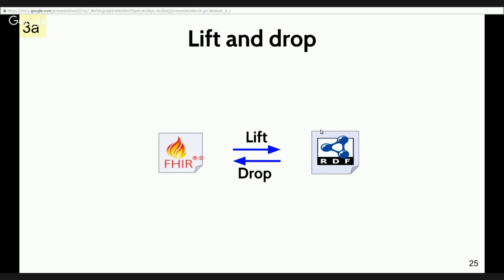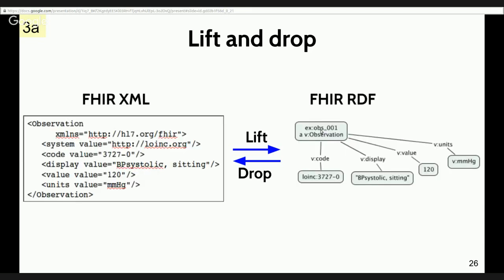So here's an illustration of this. For example, if we were doing a lift from FHIR, then you would go from whatever FHIR syntax you had into RDF, and drop is the other way. So here's what it looks like. Here's some FHIR XML on the left, and here's the equivalent RDF on the right. And if you look at that, it's really the same kind of structure. On the left, it is basically a hierarchy with an observation at the top of the hierarchy, and then these 4 or 5 sub elements. And then on the right, the same kind of hierarchy.